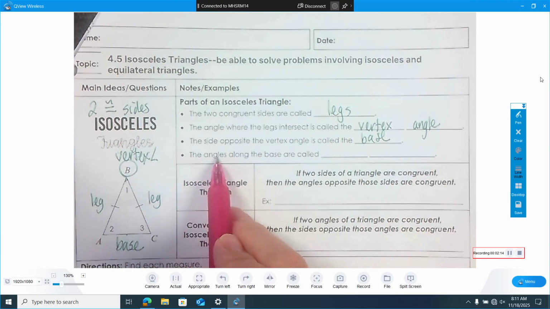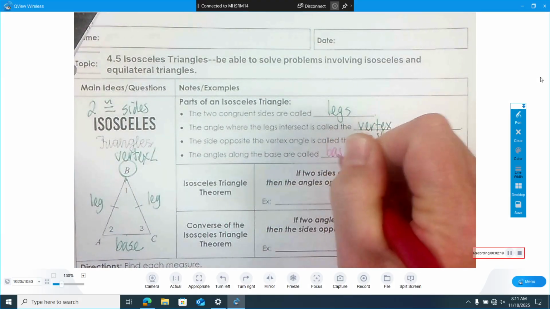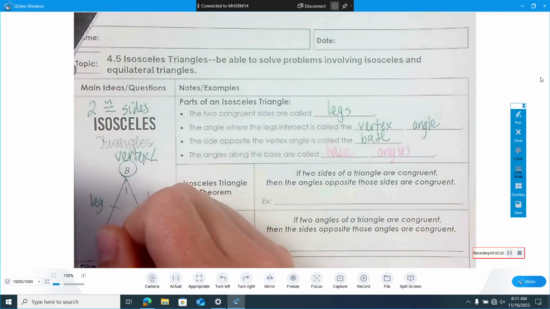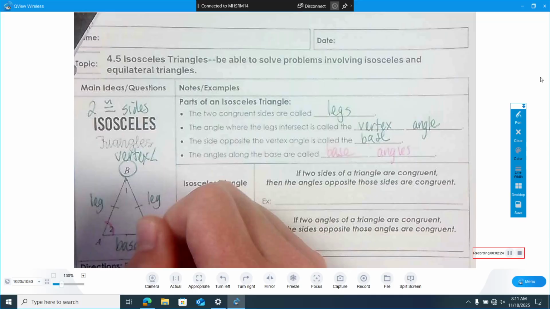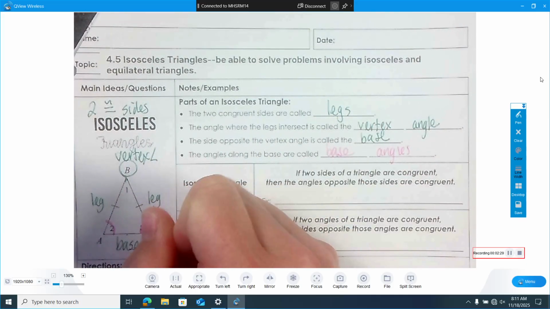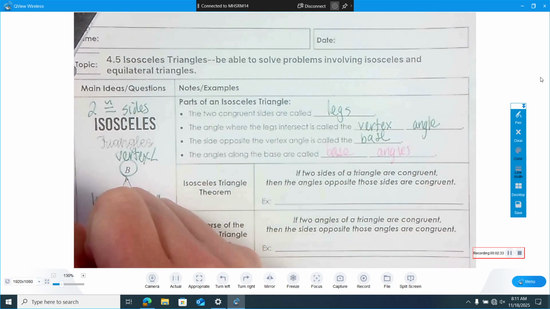And then the angles along the base are called base angles. And so here, angle A and angle C, these are the base angles. Base angle, and right there is another base angle.